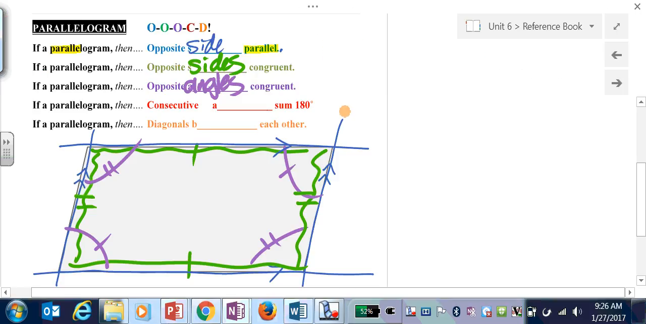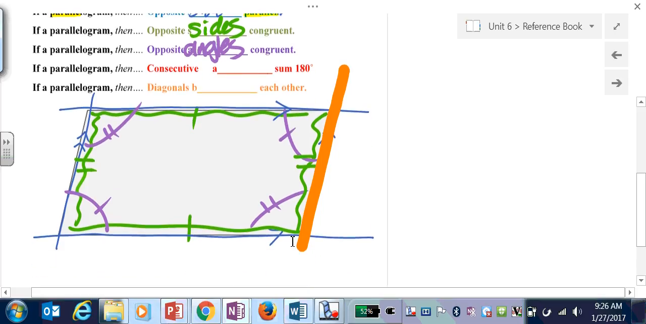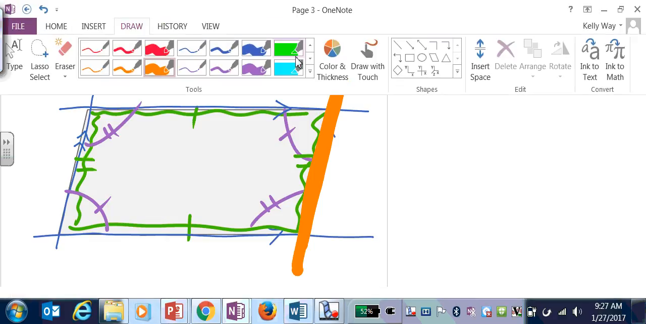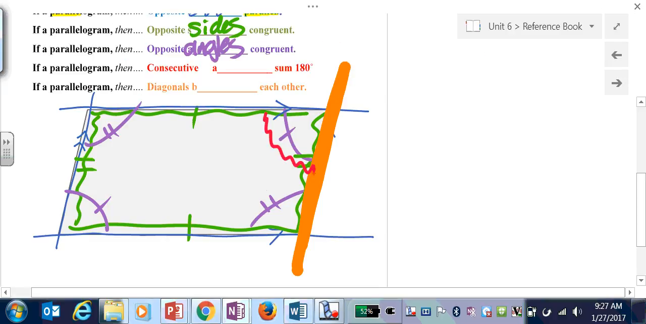I'd like you to go ahead and darken one of your parallel sides. Darken it. This goes all the way back to almost September, if I'm not mistaken. I'd like you to squiggle these two guys.